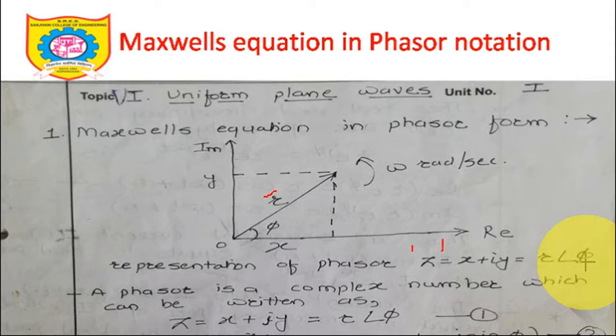These concepts are already clear to you while dealing with the preliminary points of unit number 1 in vector calculus. So a phasor is a complex number, that's clear, which can be written as z equal to x plus iy or r at an angle of phi. So this is equation number 1. Look at this diagram once again, just go through it, and then we'll go through the next slide.